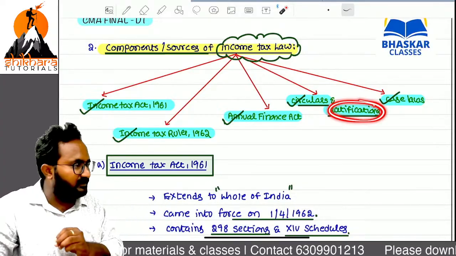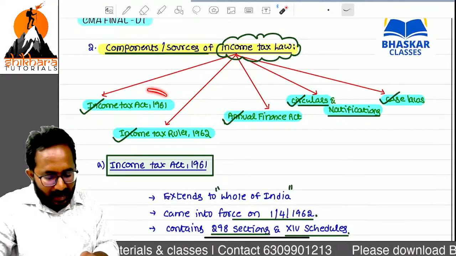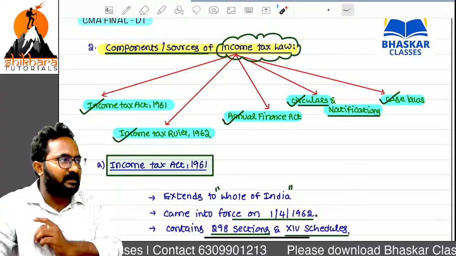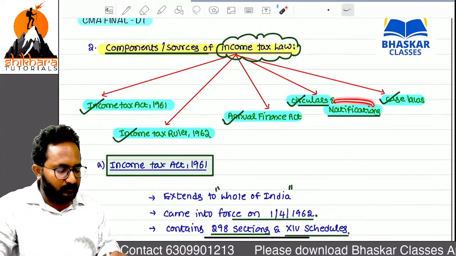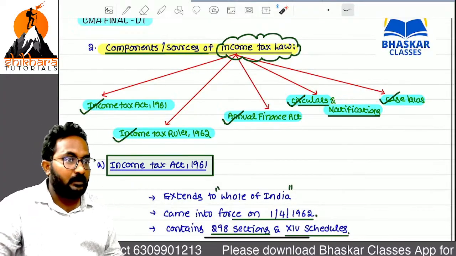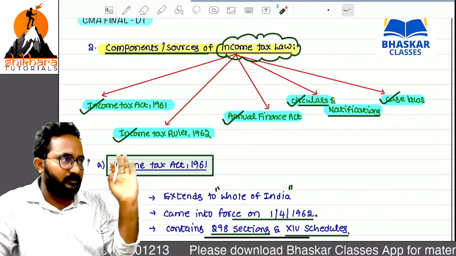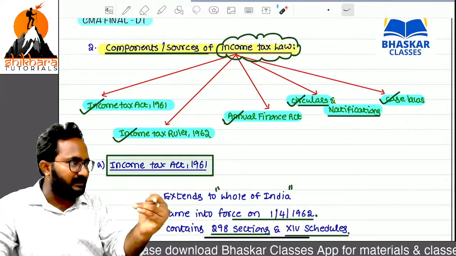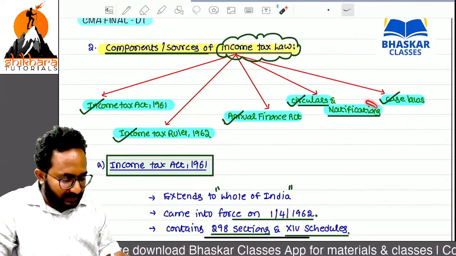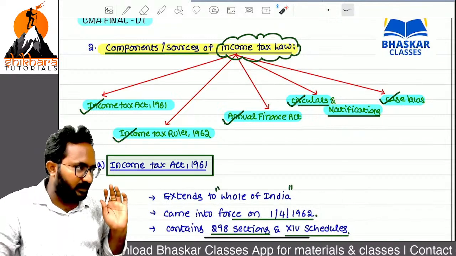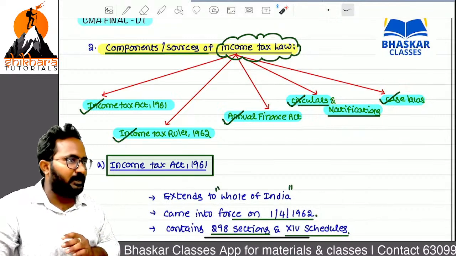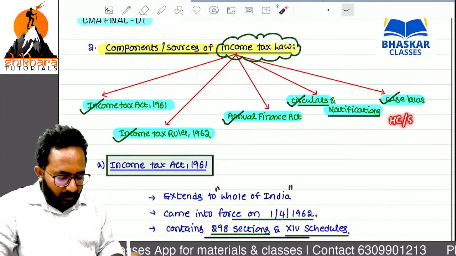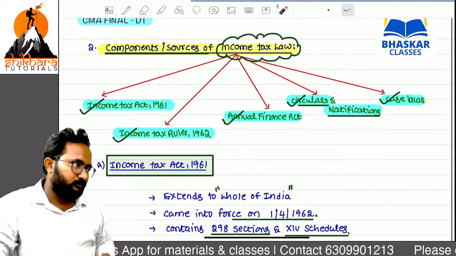Next, what about notifications? Notifications related to the act are released by the central government. Notifications related to rules are released by the CBDT. What is the purpose of issuing notifications? In order to give effect to the provision. If one section is introduced and you follow these guidelines, this deduction can be available. The guidelines are clarified in the notification. Last one, case laws, meaning the judgments. Judgments given by the High Court or Supreme Court only we have to follow.